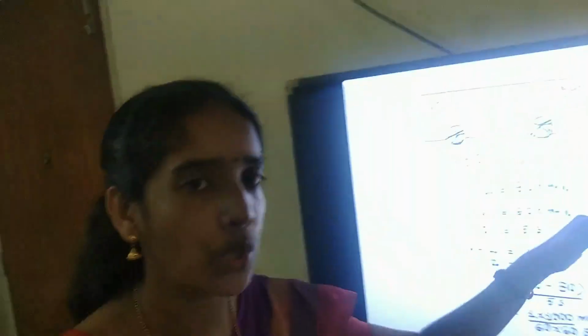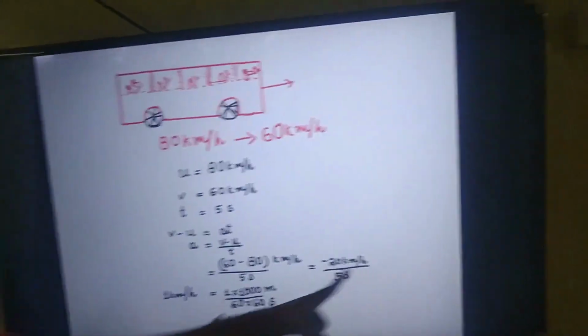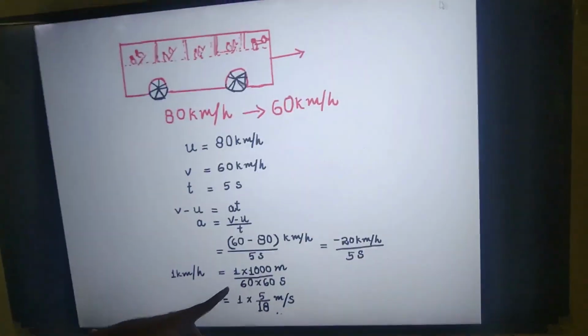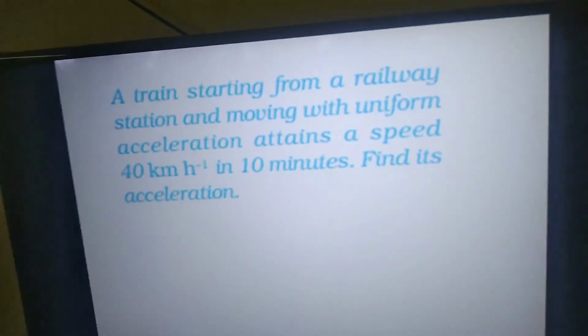Negative acceleration is called what? Retardation or deceleration. Okay? And here, this is in kilometer per hour. This conversion is already shown here. We discussed this in the previous question. So you put the value 5 by 18, and you get the answer minus 1.11.